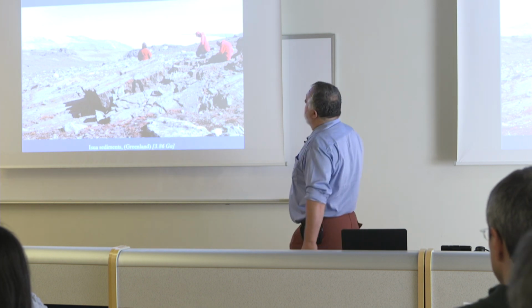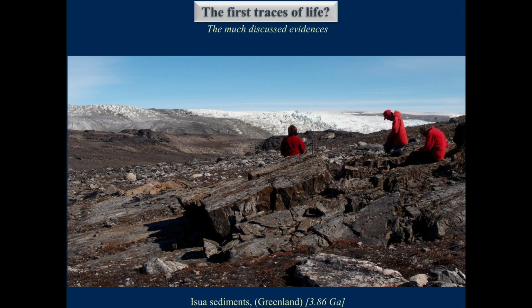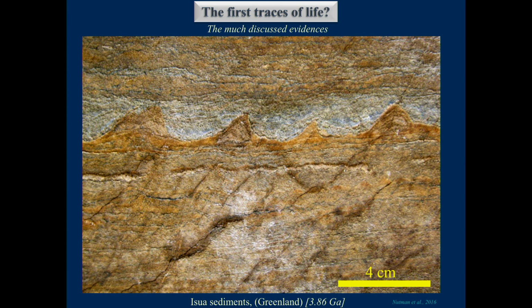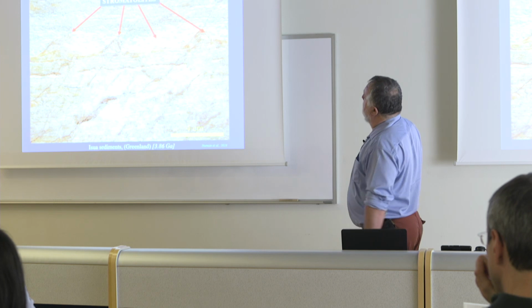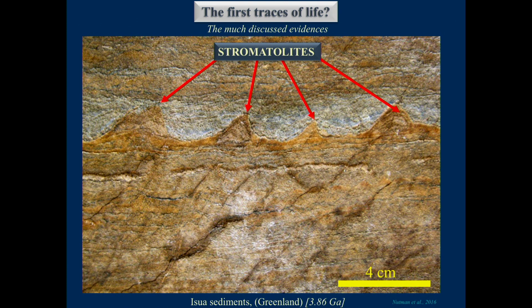More recently, that was last year or 2 years ago, Nutman and collaborators in Australia worked in Isua sediments in Greenland, and they found this kind of structure here in the sediments. So you have the scale, this is a very small structure, and they interpret this in terms of stromatolite. They say these are stromatolites, and maybe you have seen, I don't remember if this was in Nature or in Science, the oldest forms of life and so on and so on.